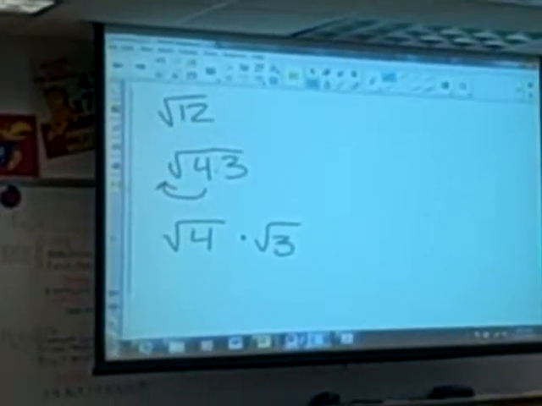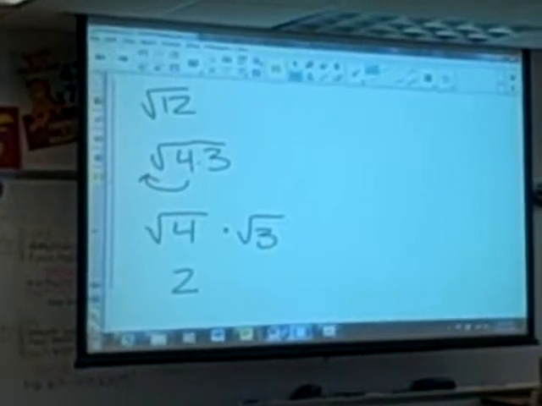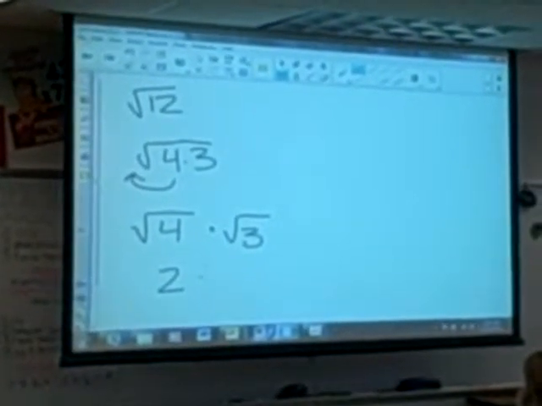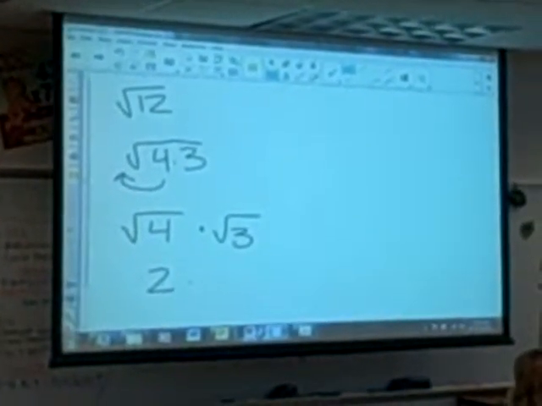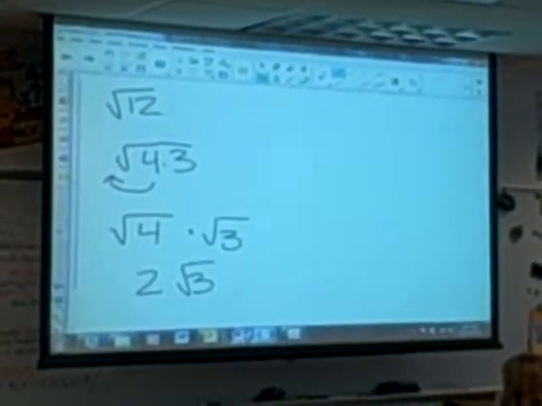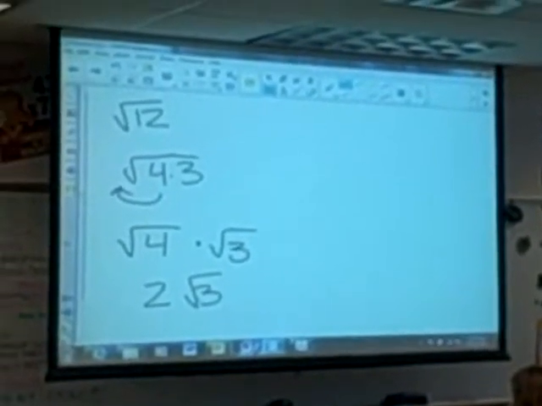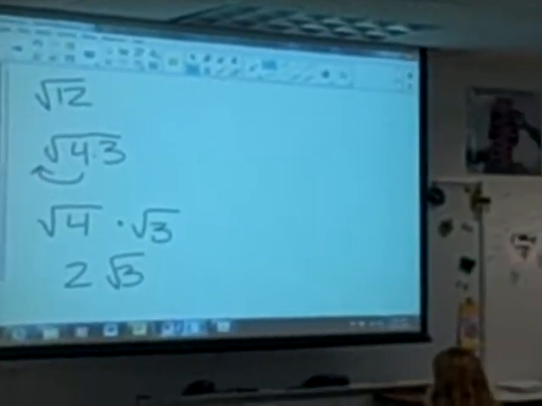But to simplify it, what's the square root of 4? 2. Good. And can you take the square root of the 3 very easily? No. So you're just going to keep it as square root of 3. And now they're together as 2 square root 3. Does that make sense? Yes. Does it make more sense than yesterday? Mm-hmm.